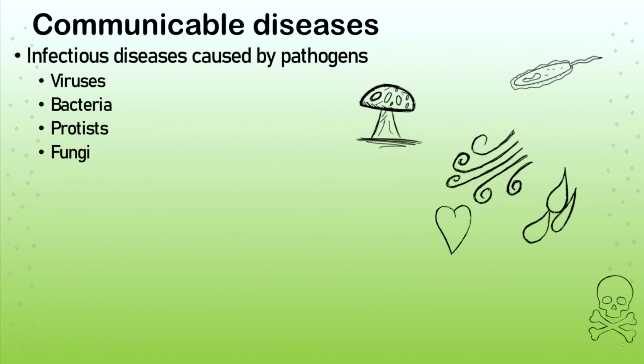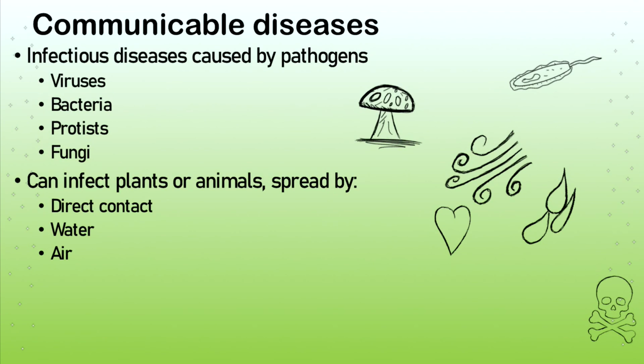So the way that we can define a communicable disease is something that can be passed from person to person. It's an infectious disease. And these infectious diseases can be caused by something called a pathogen. Now they are any disease-causing microorganism. So a virus, a bacteria, a protist, or a fungus. And these pathogens can be spread, they can infect plants or animals, but they can spread by either direct contact, water, or air. Those are the only methods we really need to know.